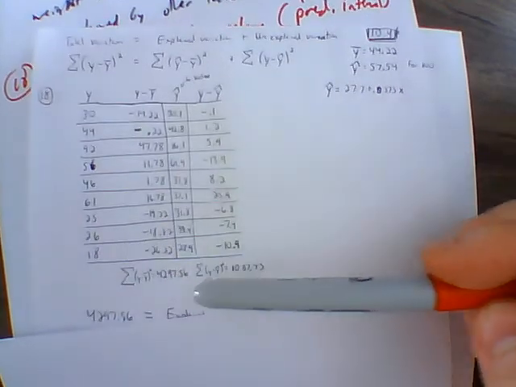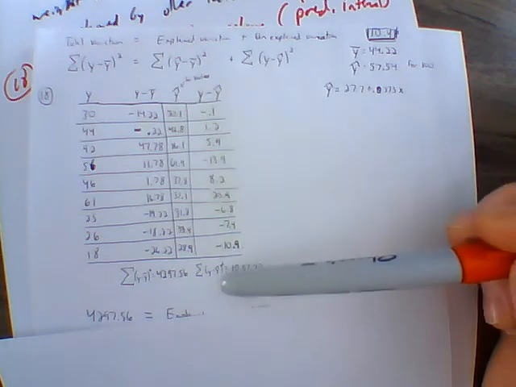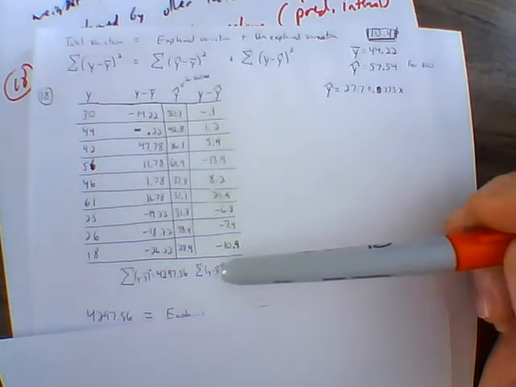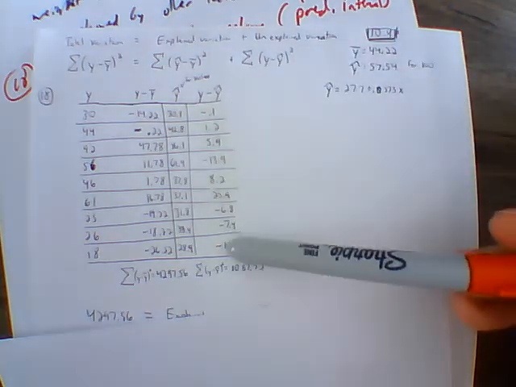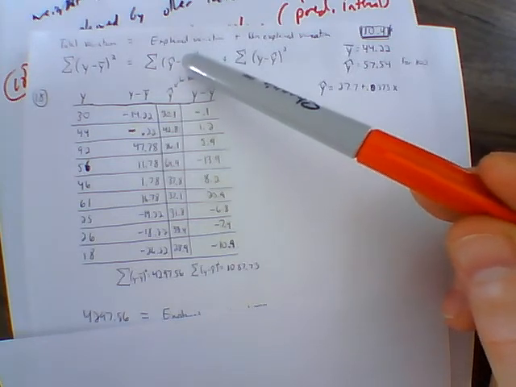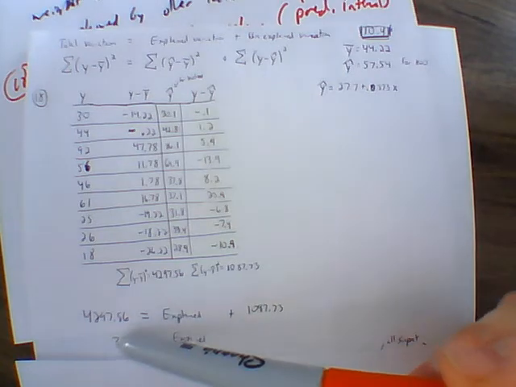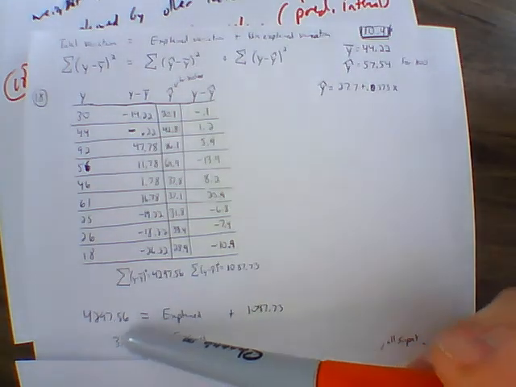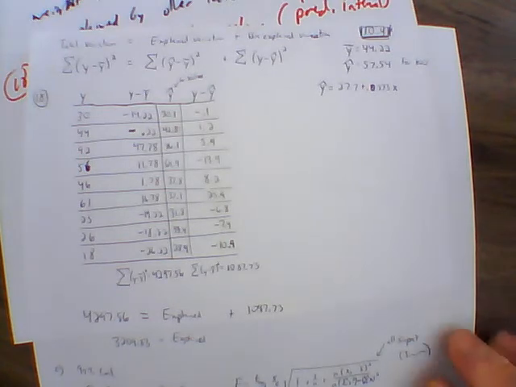So we have our summation of y minus y bars, which was our total variation, and then our summation of y minus y hat squared right here, which was our unexplained variation. Now the reason why I did this is because I got to find my explained variation. So if I just simply plug into my formula, my explained variation is 3,209.83.